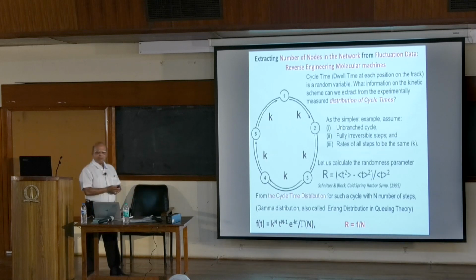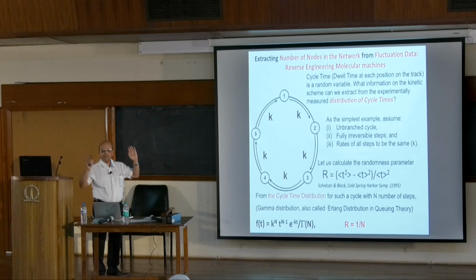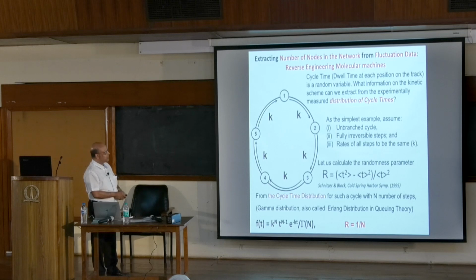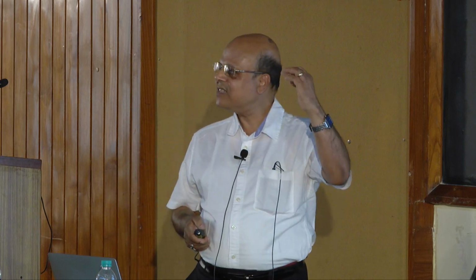Let me take one very simple example. It's a hypothetical one. You have a cycle. Just imagine that you have some machine for which, suppose, this is the cycle. What are the simplifications? Well, there are no branches coming out of this, so it is an unbranched cycle. This is fully irreversible. There is no going backward. All is going forward. And the rates are all identical, k, and suppose there are n such nodes.